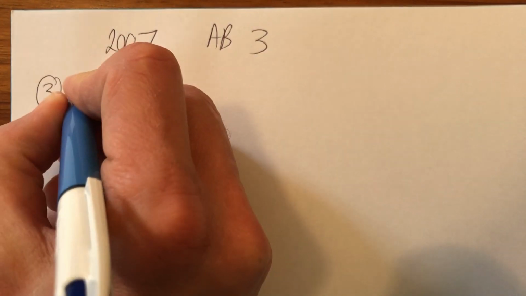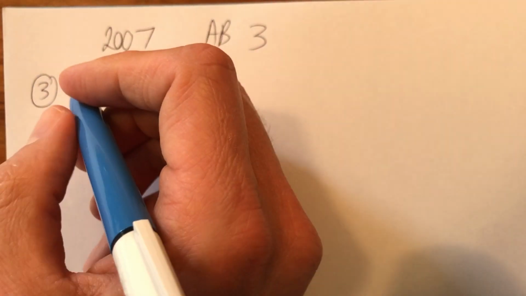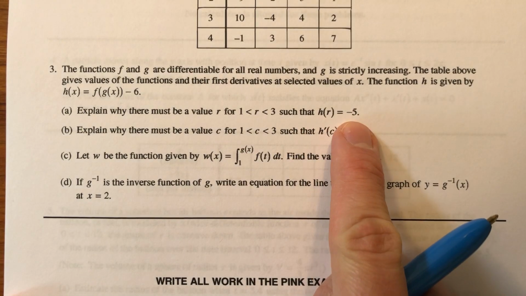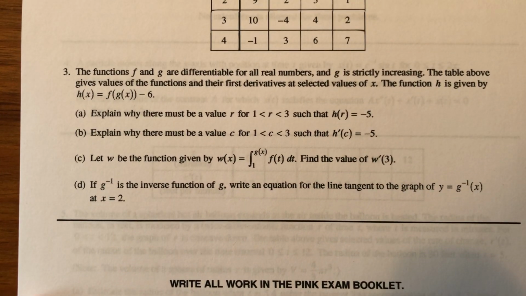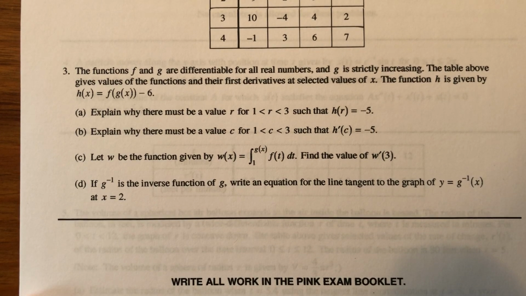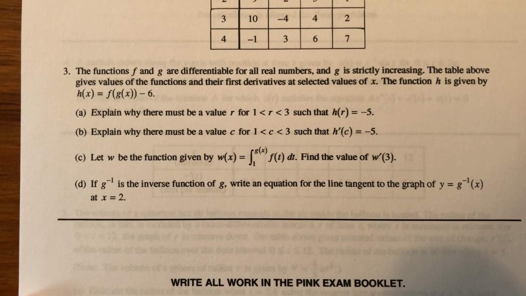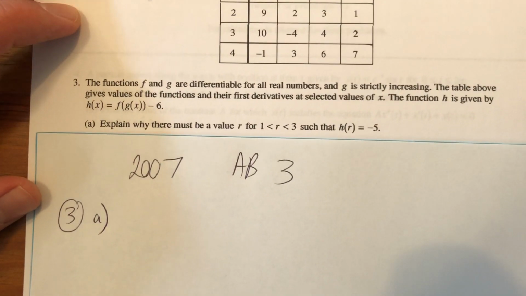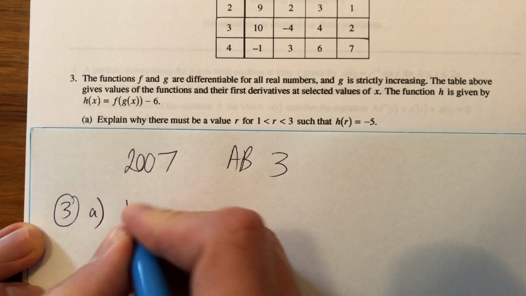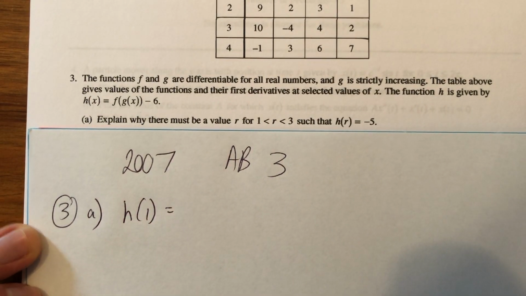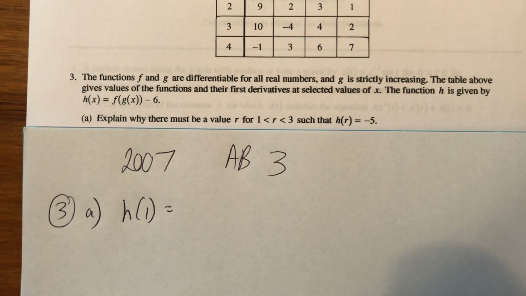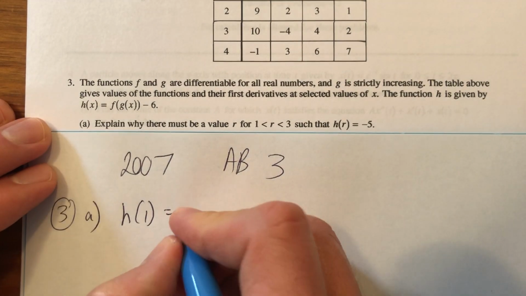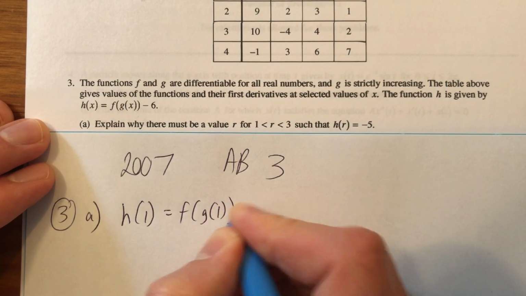So here goes. Number 3, part A. Explain why there must be a value r between 1 and 3 such that h of r is -5. When I first looked at this, I knew it was the intermediate value theorem, and if you didn't think of that, that's fine. But here's the thing. You need to start figuring out some h values pretty quickly. So let me put the paper like this so you can see both things. So I need to figure out what h of 1 is. Well, why do I need to know that? Well, start experimenting. If you don't know you need to know that, then look here and just start making up stuff. So I'm going to find f of g of 1 and then subtract 6.